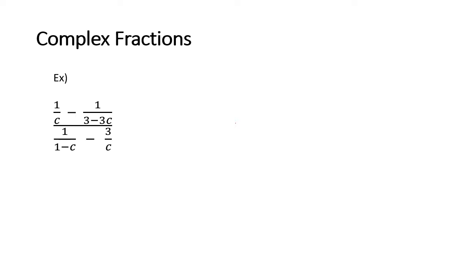So the lowest common denominator in the numerator is going to be c times 3 minus 3c, right? We can't do it any better way than that. So what would I have to multiply the first thing by? I would have to multiply it by 3 minus 3c divided by 3 minus 3c. In this term, I'd have to multiply it by c over c. And when I do that, I will have on the top 3 minus 3c divided by c times 3 minus 3c, minus c divided by c times 3 minus 3c.